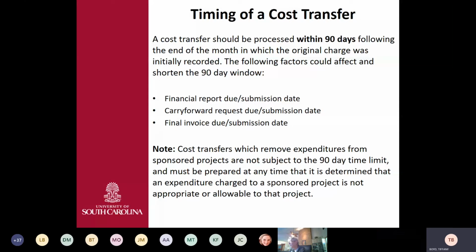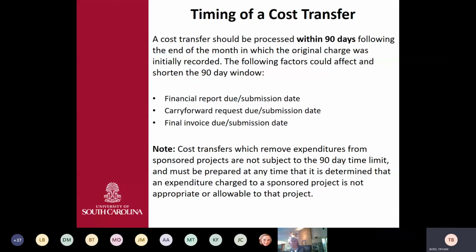Other factors that can affect the timing of a cost transfer. Of course, a cost transfer should always be processed within 90 days following the end of the month in which the original charge was initially recorded. And then other factors that could affect or shorten that 90-day window, of course, are the financial report due date or submission date, the carry forward request date, or the final invoice date.